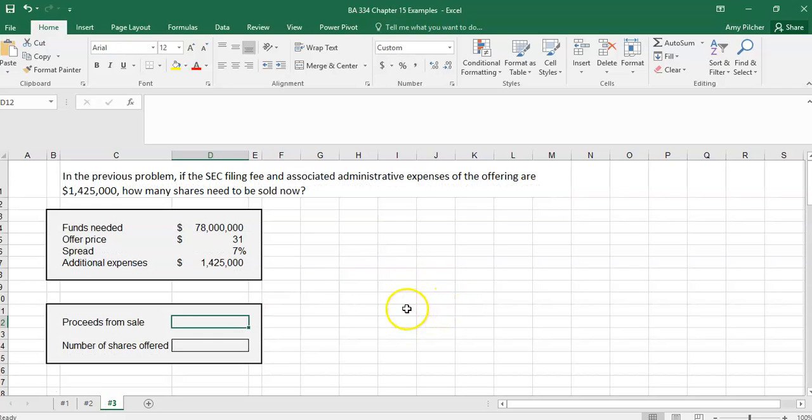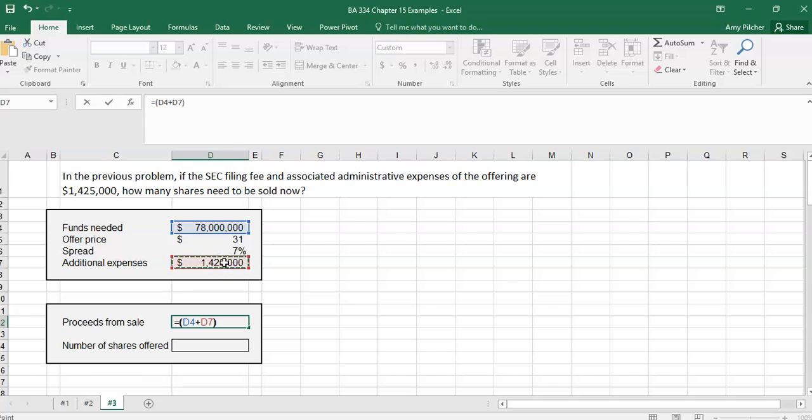In this example, we're looking at the previous example, except now we also have an SEC filing fee associated with the offering. So we need to increase how much we need to sell and the number of shares we need to sell to make sure that we cover those associated administrative expenses with the SEC filing. So the proceeds we need from the sale are the funds needed plus our additional expenses divided by 1 minus the spread.